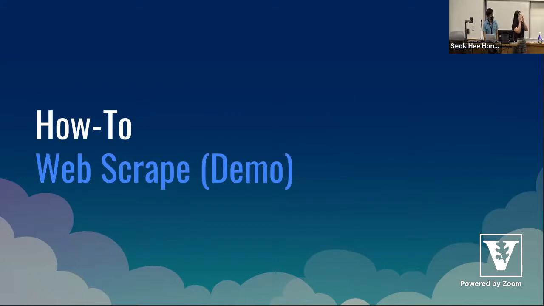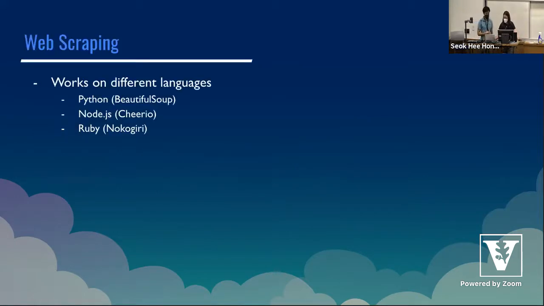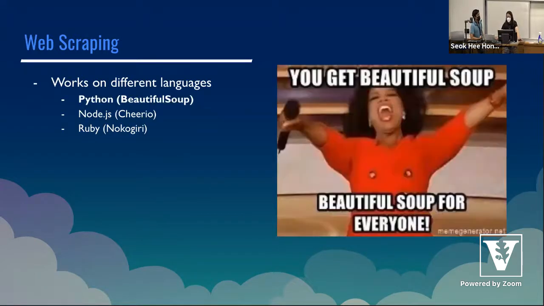So let's go back to how to web scrape. And we'll also include a small demo on Google Colab that you guys can follow through with us. But let's go ahead and run through the basics really quick. So web scraping works in many different languages. There's Python, which uses the library called Beautiful Soup. This is actually the one that we'll be using today. There's also Node.js that uses Cheerio, or Ruby that uses this library called Nokogiri. But today we will use Beautiful Soup because it's beautiful and it's soup.